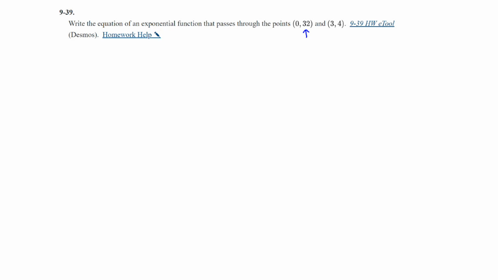And we need to figure out how much it is growing, or in this case, it looks like it is decaying. So I like to set up a table for these, as long as the numbers aren't too far apart, and just kind of look at where we're at. So we're at 0, 32, 1, 2, 3 goes to 4, and so then, I know that I need to multiply 32 by b, or the multiplier, 3 times. So that's 32 times b cubed is going to equal 4.